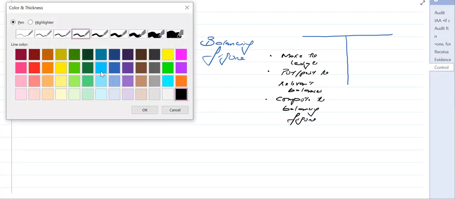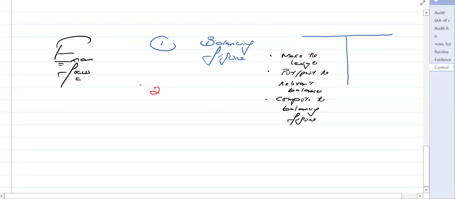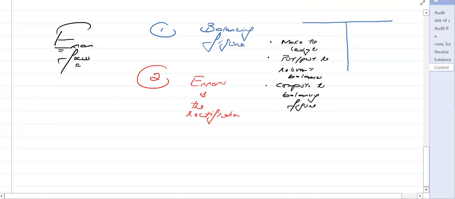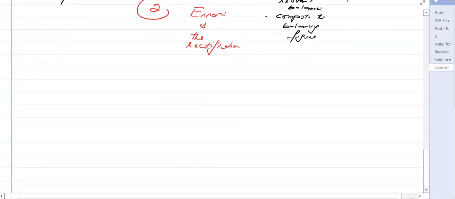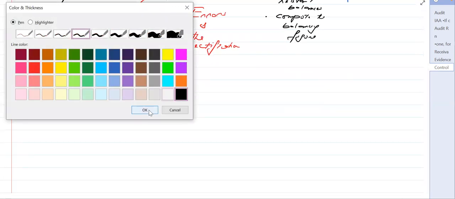Now, the second and one of the most important requirements is the errors and the rectification. Errors and the rectification. This is one of the most important requirements within the exam question.